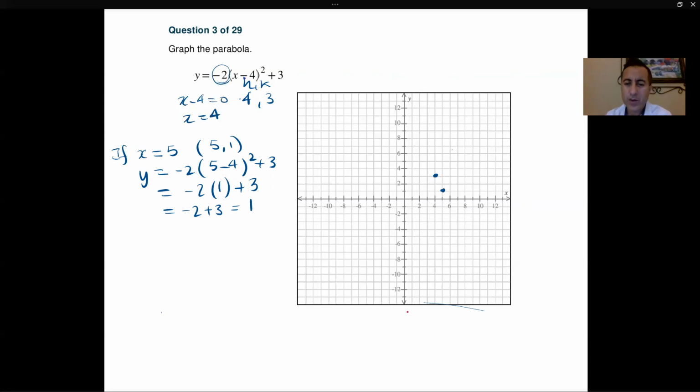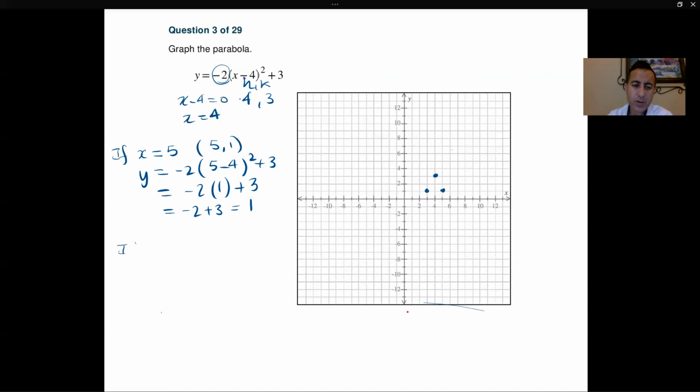We know, using symmetry, x equals 4 is the axis of symmetry. If this point is here, then it's going to be here for this value of x equals 3. So we don't need to find that point because it's given by symmetry, and the axis of symmetry is x equals 4.